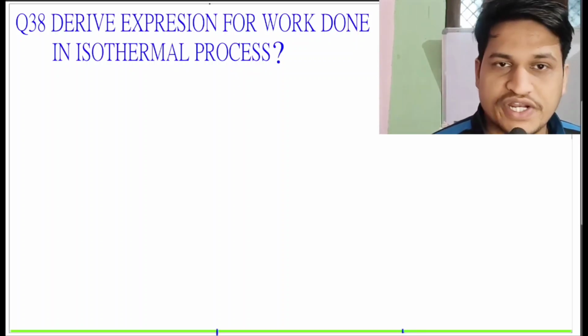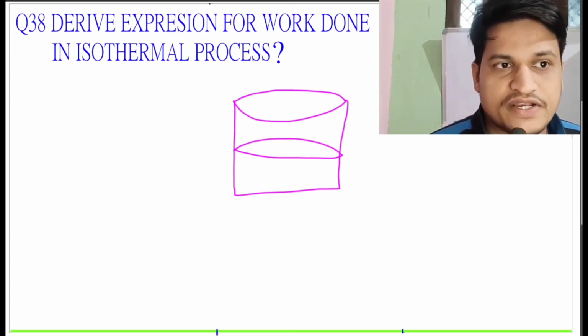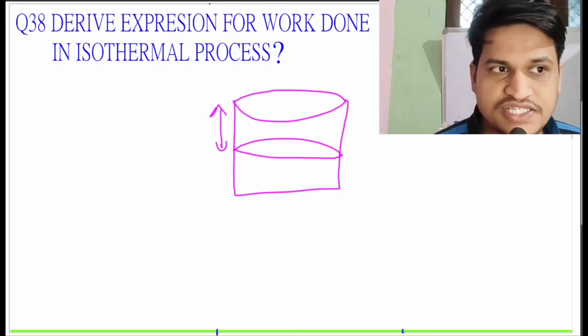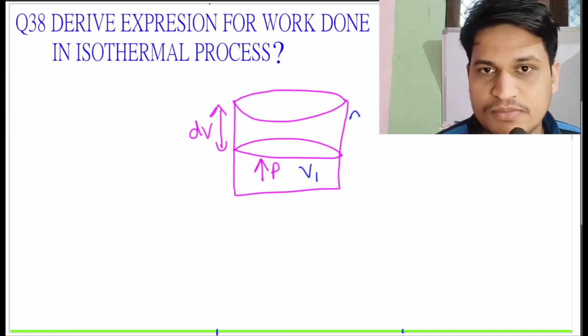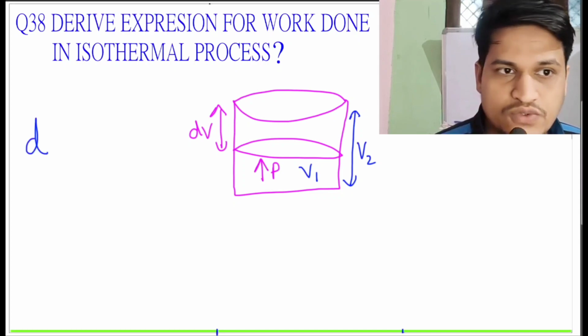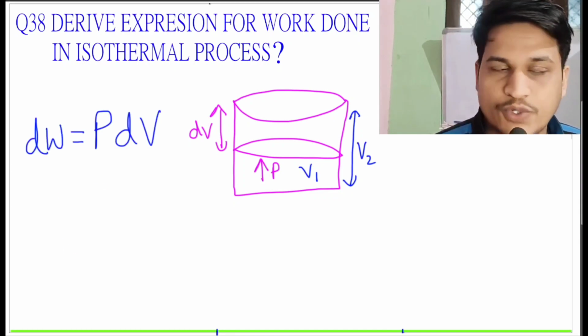Today I am going to derive the expression for work done in an isothermal process. So first we will take one container. In that container, the change in volume is dV and the initial pressure is P. Initial volume is V1, final volume is V2. So we have to find the small work done first. Small work done will be P into dV.